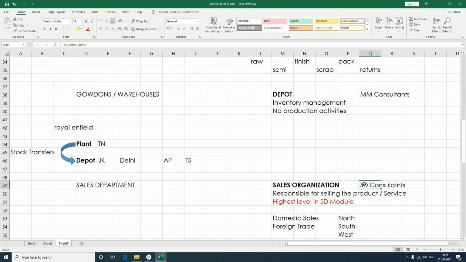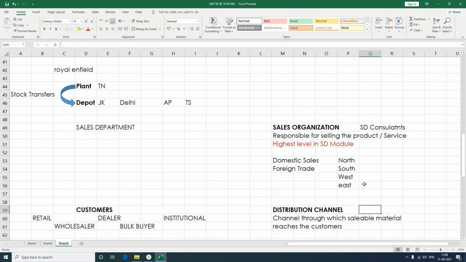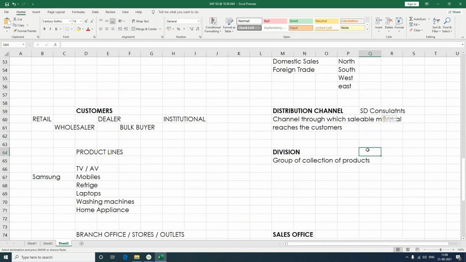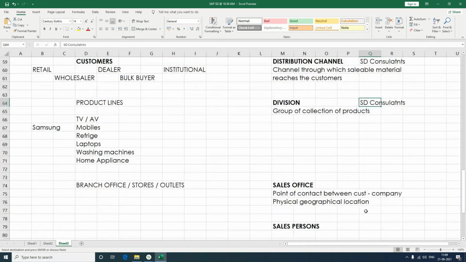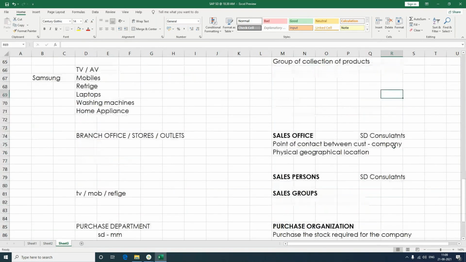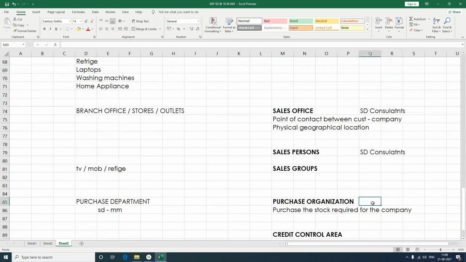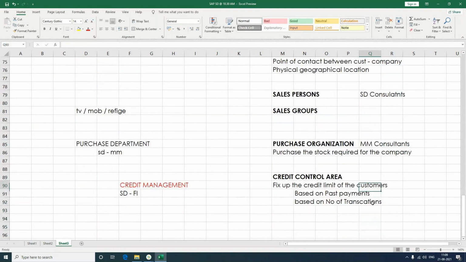Creation of a sales org, distribution channel, division creation, sales office creation, sales group creation, these things are ours. Whereas a purchase org will be taken care of by MM. The credit control area will be taken care of by FI consultants.